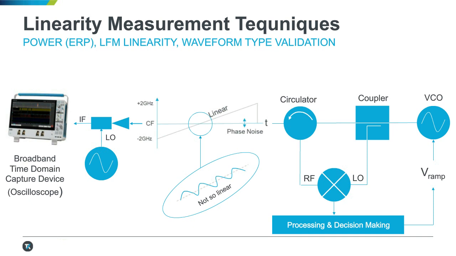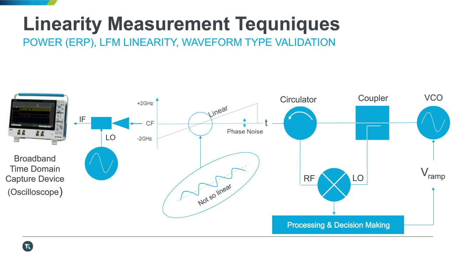And what we need to do is verify how linear the chirp is, because it's fundamental to understanding our target's range and velocity. And usually we do that using a broadband time domain capture device, such as an oscilloscope. We downconvert it from, say, 76 or 74 or 80 gigahertz, using a standard down converter with a local oscillator. We get an IF frequency, say, of around 5 gigs. We put that into the scope, we do the FMCW modulation, and then we measure the linearity of the chirp.